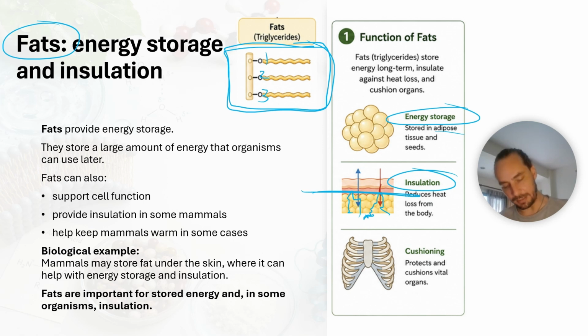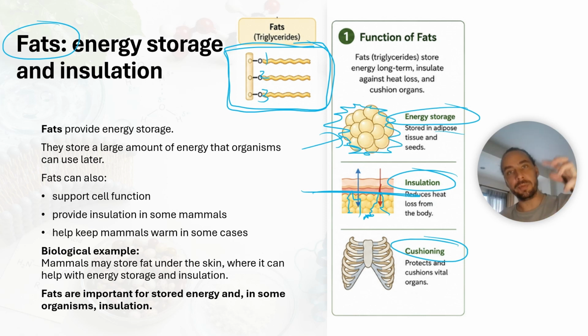Okay, it insulates us. And then also cushioning. If you hit a fat tissue, it will kind of wobble because it is absorbing that shock. So fats are absorbing that shock instead of organs. So in that way, it's cushioning and protecting the organs from impact. Now, fats are important for stored energy, and in some organisms, insulation. That is the most important thing you have to take away from fats, is that it stores energy and it can also act as insulation.